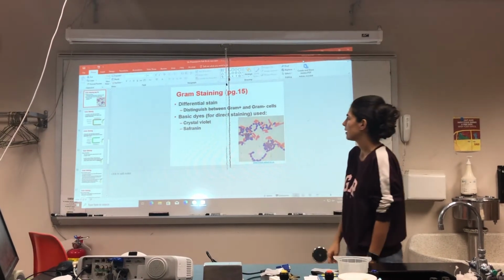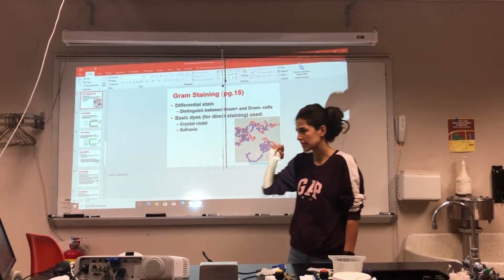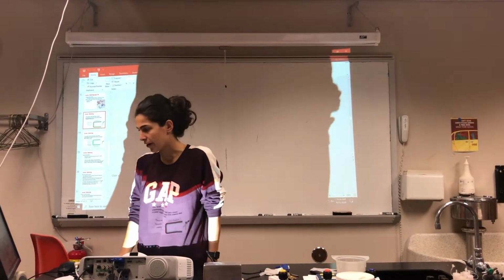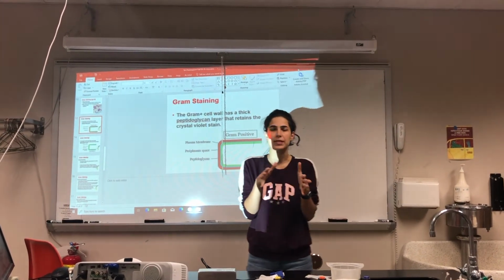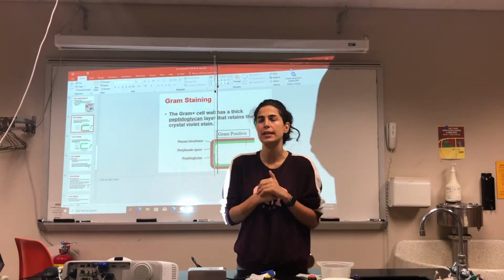In gram staining, we want to distinguish between the gram-positive and gram-negative cells. So we will use the basic dyes, crystal violet and safranin. But I think you should already know about the difference between gram-positive and gram-negative from the lecture which Dr. Young delivered to you.